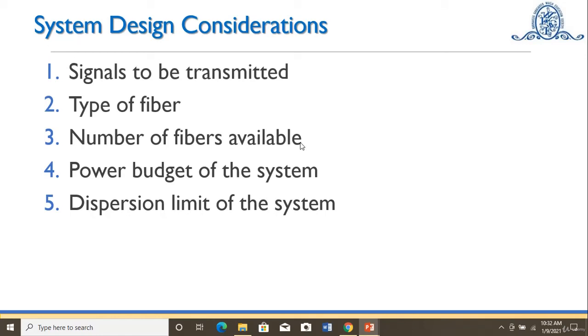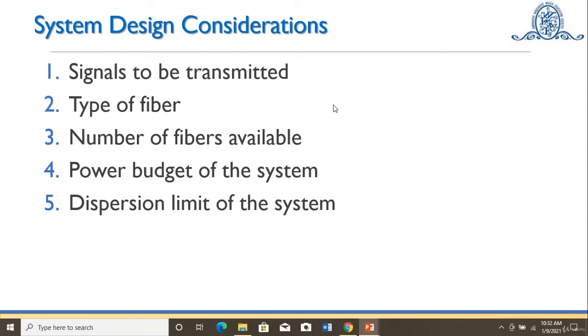The fifth one is the dispersion limit of the system. When the pulses are sent on the optical link, the pulses get broadened and that will limit the maximum data rate supported by the link. So all these are the important system design considerations while designing the fiber optic link.